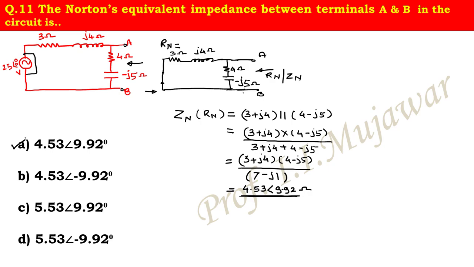So what we did here is, for finding the Norton's equivalent impedance, we removed the voltage source, drew the equivalent circuit, then measured the impedance from right to left and simplified the network from left to right. 3 and j4 are in series, 4 and minus j5 are in series, and both these impedances are in parallel. So we have written this equation. We retained the numerator as it is, whereas in the denominator we have 3 plus 4 is 7, j4 minus j5 is minus j1, and then we solved this particular equation.